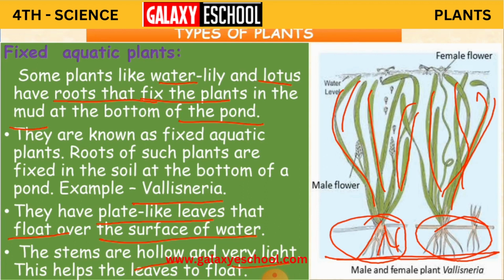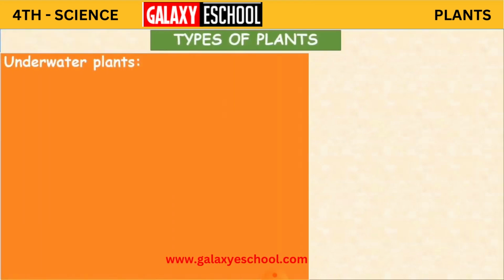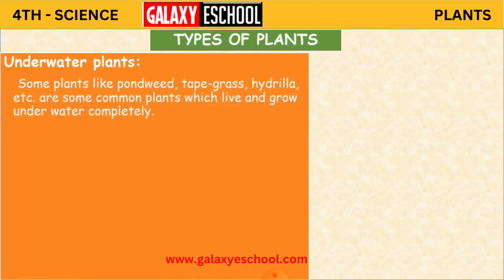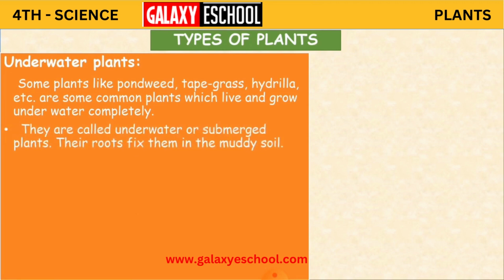Clear, children? Okay. Now we'll see the other one. What is that? Underwater plants. So until now we learned about floating plants and fixed aquatic plants. Now, underwater plants. So what are underwater plants? Some plants like pondweed, tape grass, hydrilla, etc. are some common plants which live and grow underwater completely. As it is there in the name, underwater, in the sense under the water.